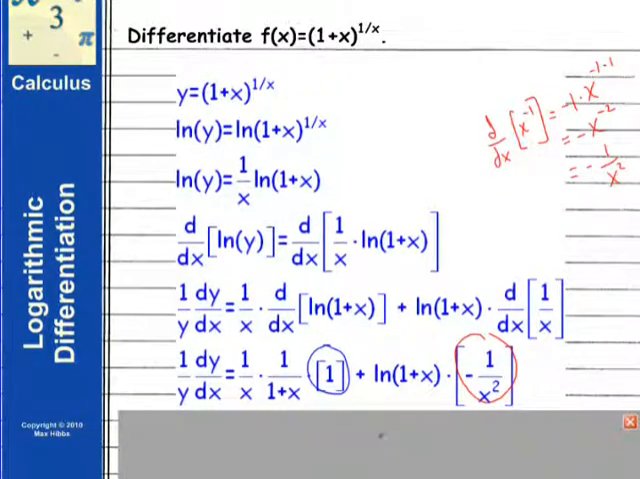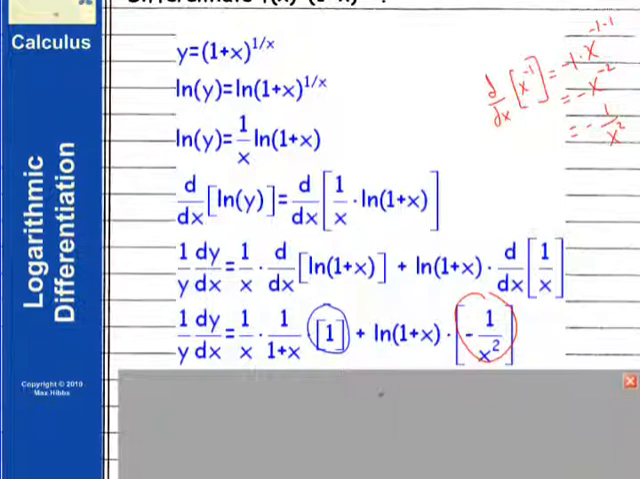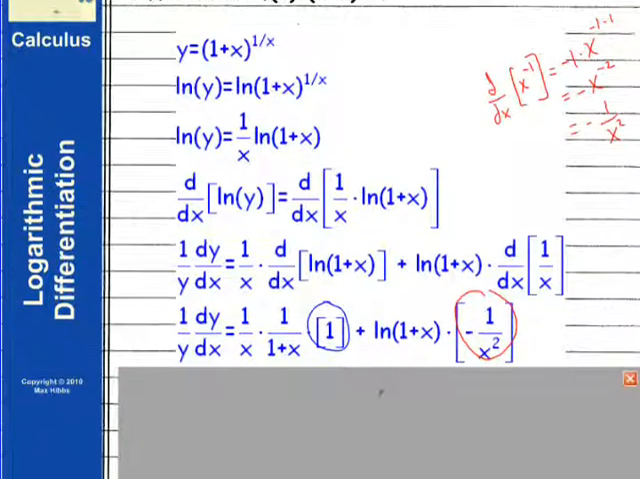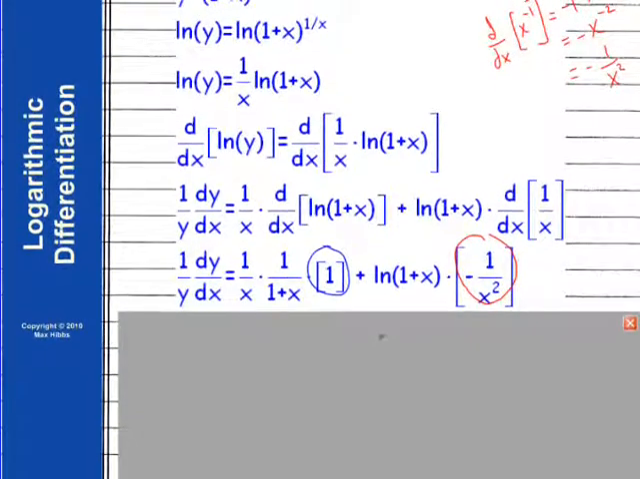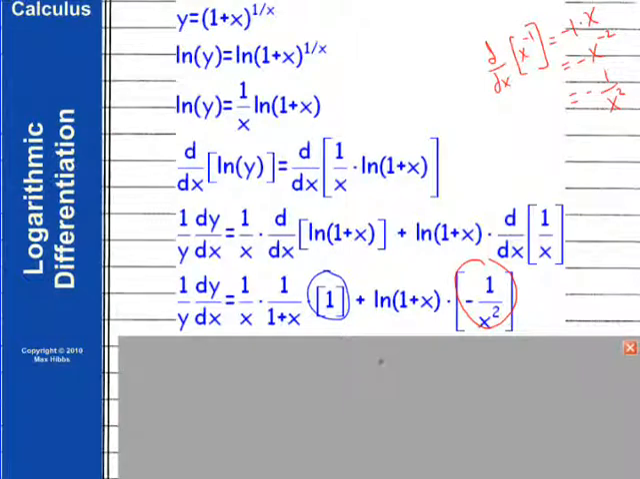Okay, well, let's see if we can't do some simplification to this right-hand side. See if we can't make it look a little bit better. I don't want to lose track of what y is.